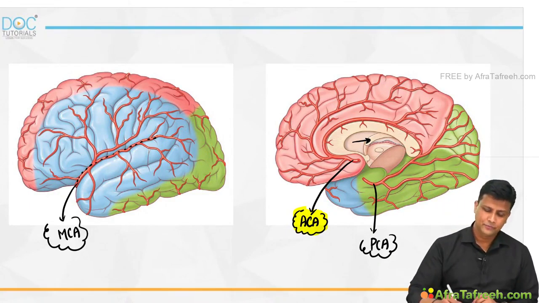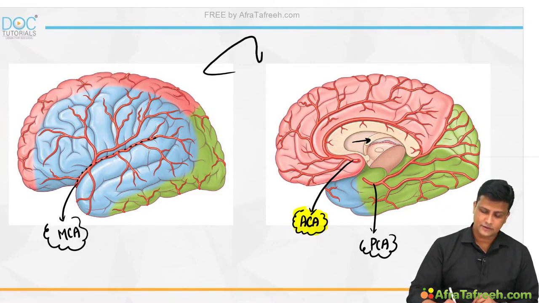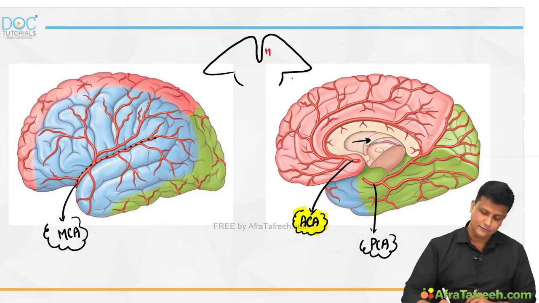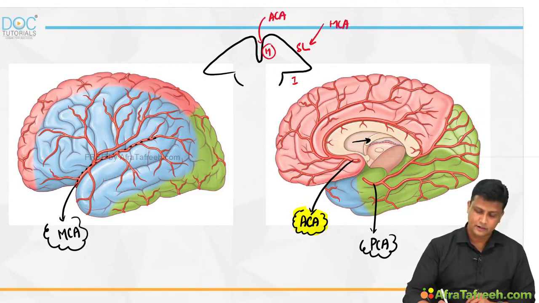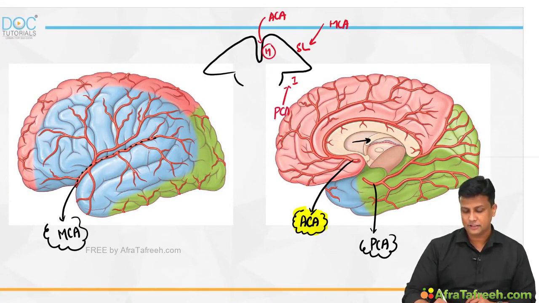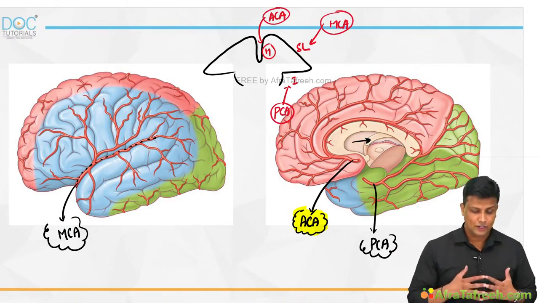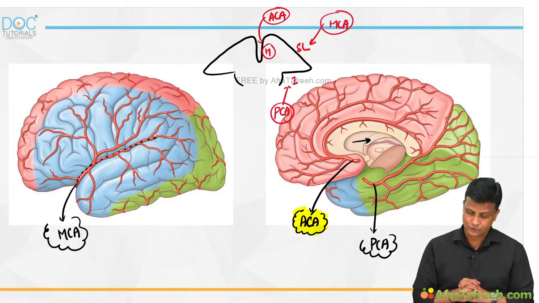I hope you remember there are three surfaces in the cerebral hemisphere. One is the medial surface, another is the inferior surface, and another is the superolateral surface. Medial surface, the chief artery will be the anterior cerebral artery. Superolateral surface, the chief artery will be the middle cerebral artery, and the inferior surface, the chief artery will be the posterior cerebral artery. Hope you are clear about this one. So you have to have clarity: three surfaces supplied by three arteries. Done.